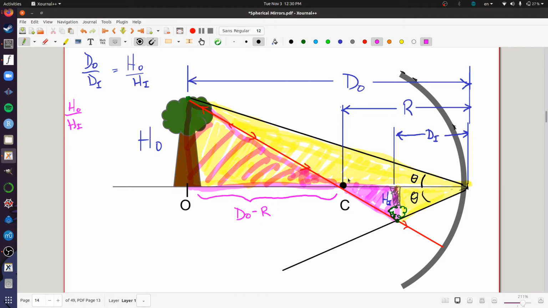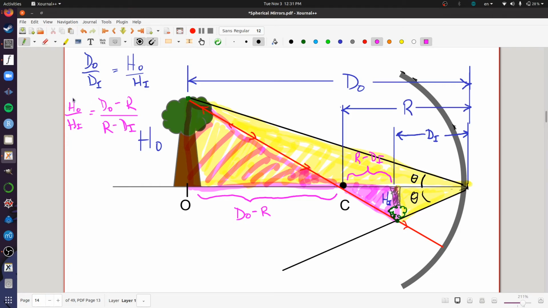What about this distance up here? This distance I see is less than r. How much less? It's di less than r. So we call it r minus di. So ho over hi must be equal to do minus r over r minus di.